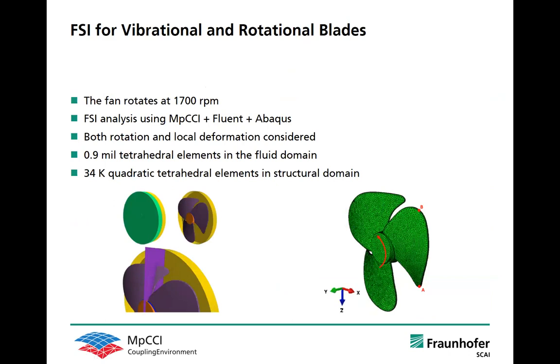Both models rotated, and the task was to transfer the local deformation of one blade to the other side to check if the fluid domain still works properly. We had roughly 1 million tetrahedral cells in the fluid domain and 34,000 on the structural side. This was done in a transient simulation, and when compared to experimental data it showed quite good results with respect to the deformations, but also with respect to the fluid flow through the fan.